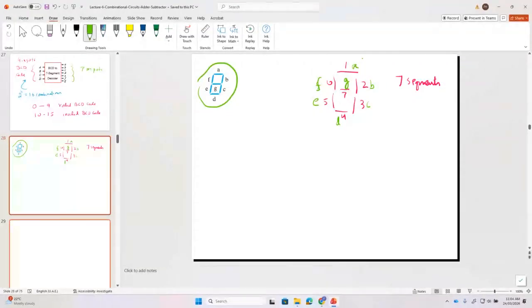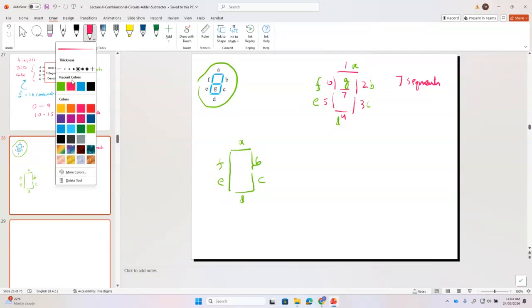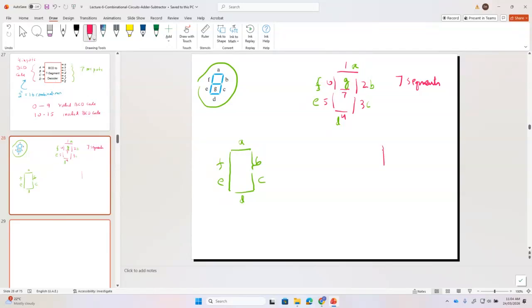Now if you want to display 0, this is my 0 here. Which segment should be on? A, B, C, D, E, F. And if you want to display 1, which segment should be on? B, C.